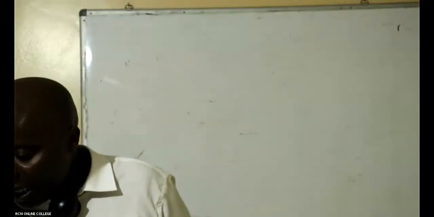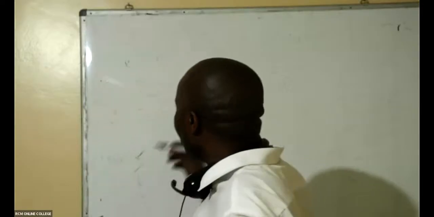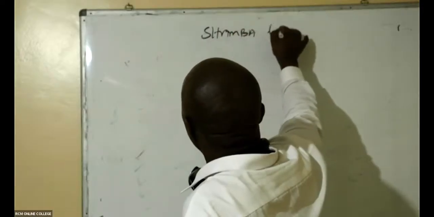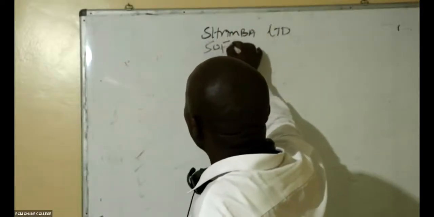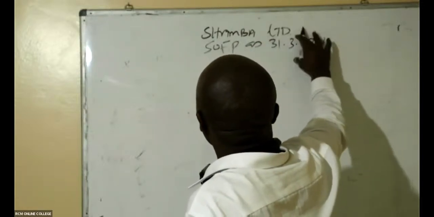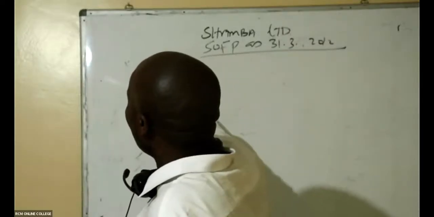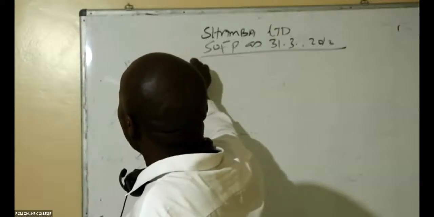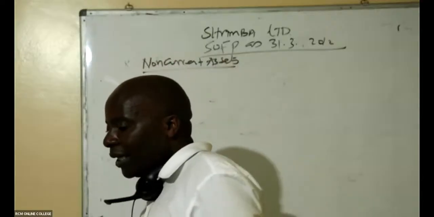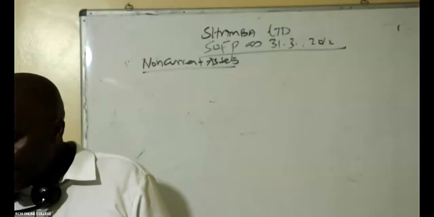So they want me to do a balance sheet. Of course, I know you guys are very good in the preambles, the one of writing the names. So we have the Shamba Limited. Statement of financial position as at 31st March 2012. You underline. So you start with assets as usual, and the very first asset for you to capture here are the non-current assets. So non-current assets, what do we have here?